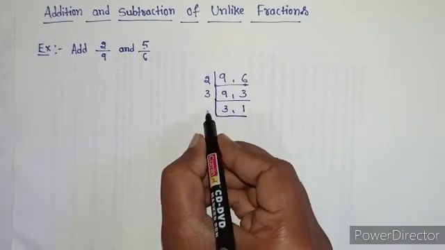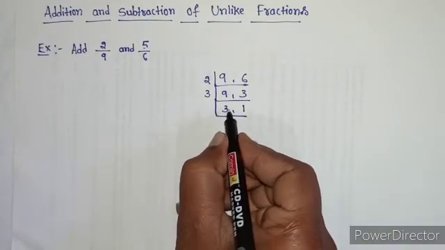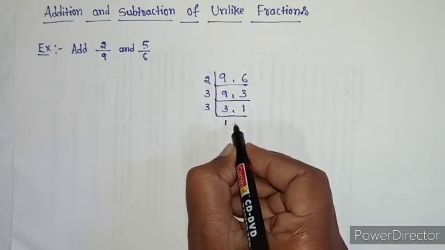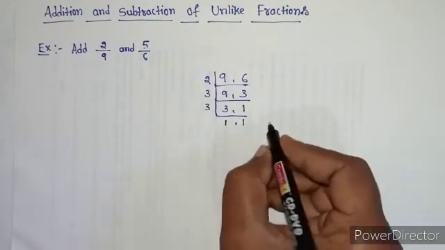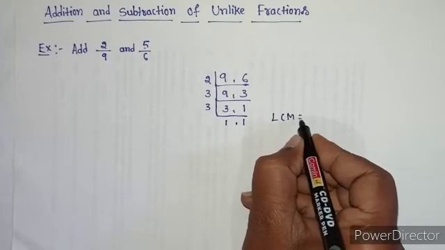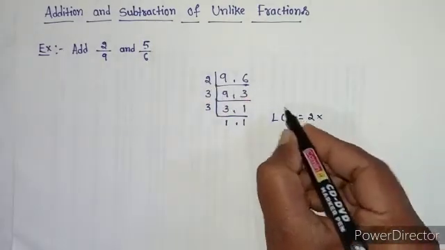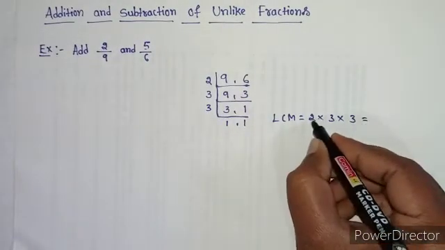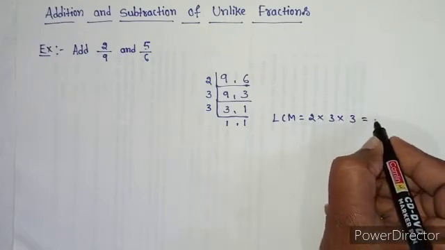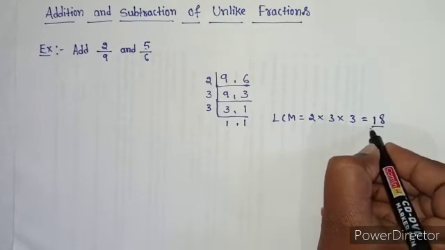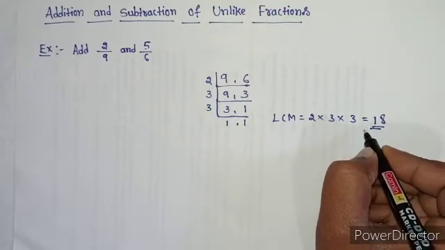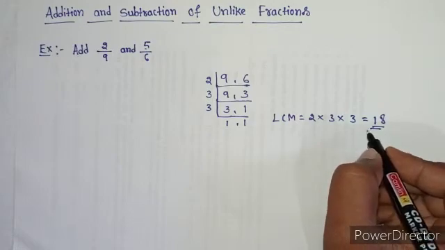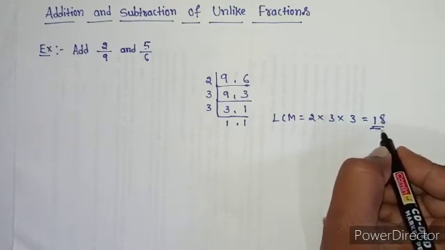Now the smallest prime number which divides one of these numbers is again 3. 3 ones are 3, and bring down 1 as it is. So LCM is equal to 2 into 3 into 3. 2 threes are 6, 6 threes are 18. So LCM is 18. Now we need to write equivalent fractions with the LCM as the denominator.